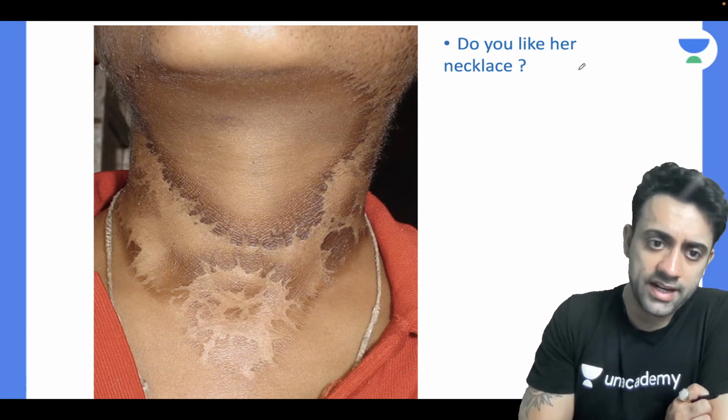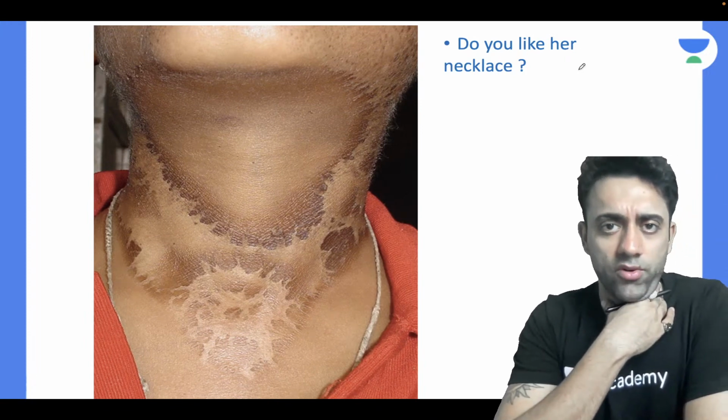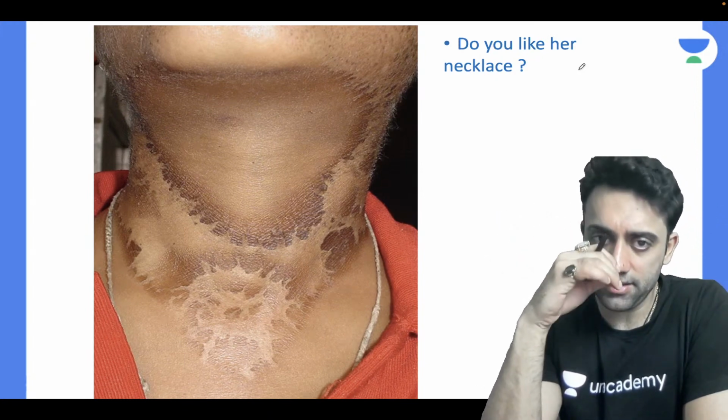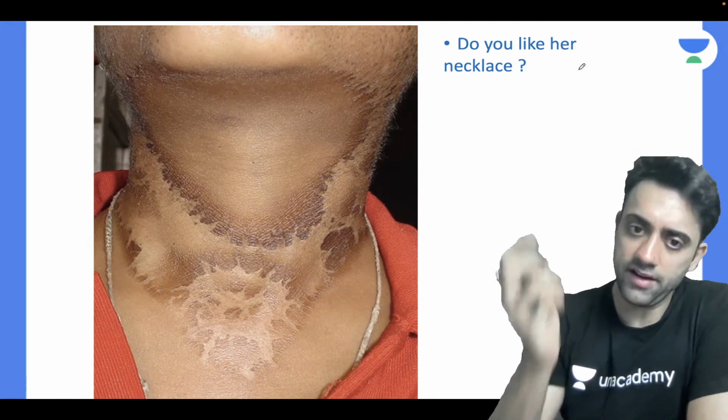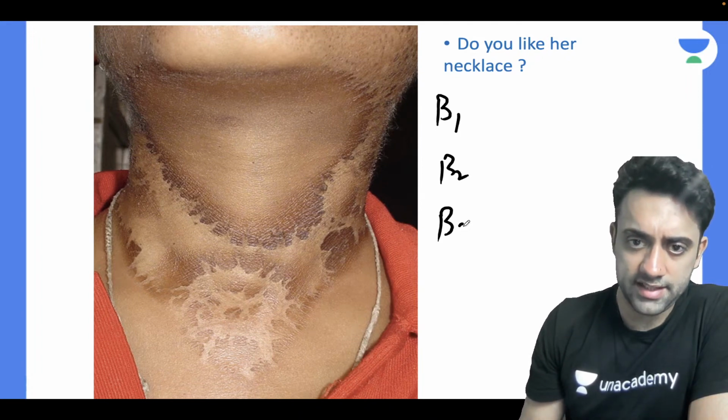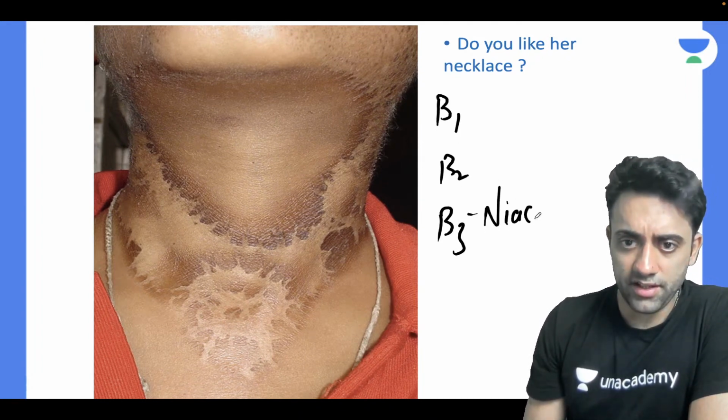Can you please answer? What is the dermatological problem? Basically, in this case, which vitamin deficiency is this one? Everyone knows about it. We have vitamin B1, vitamin B2, and vitamin B3. The answer is vitamin B3, niacin.